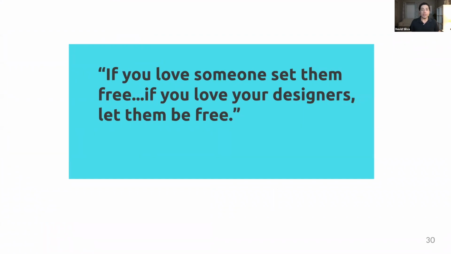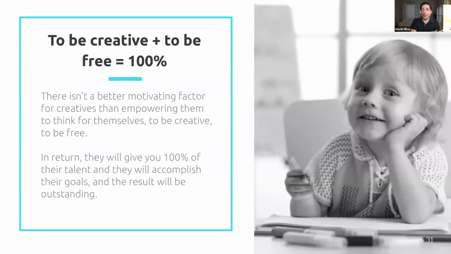And there's no bigger truth than that when it comes to creative people, because let's just get into that. There isn't a better motivating factor for creatives than empowering them to think for themselves and just to be creative, to kind of work on their own thing, to be free. And of course, it's work at the end of the day. So you need to set some boundaries, and you need to set some processes, but you don't need to be authoritarian about it. You have to allow your people to self-manage.